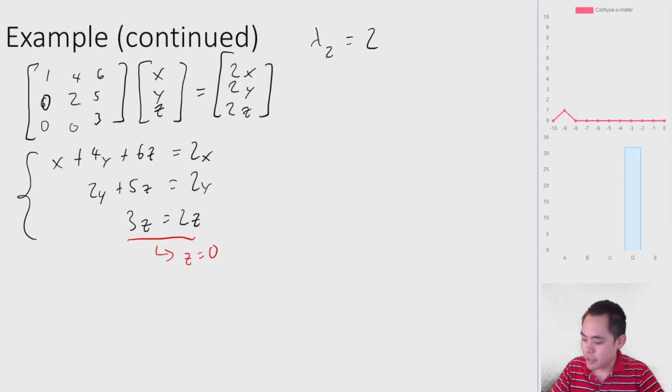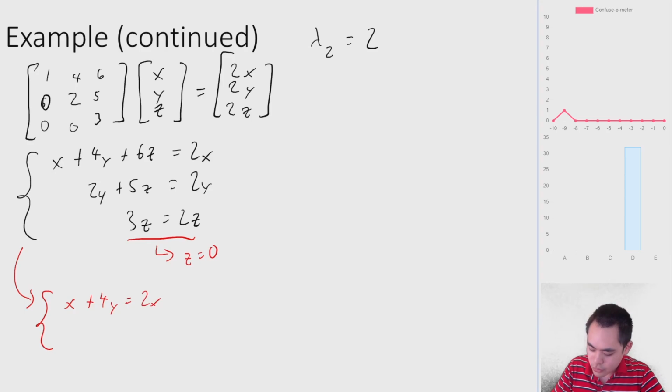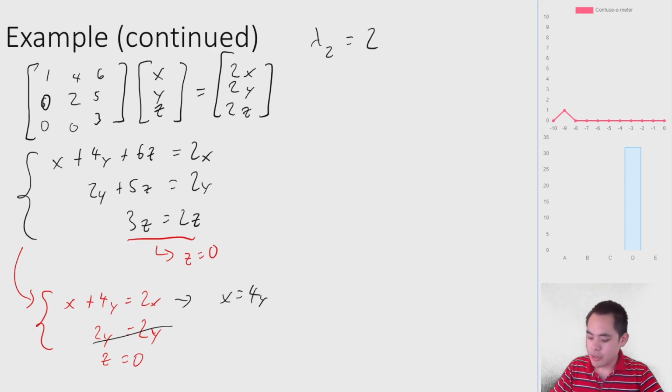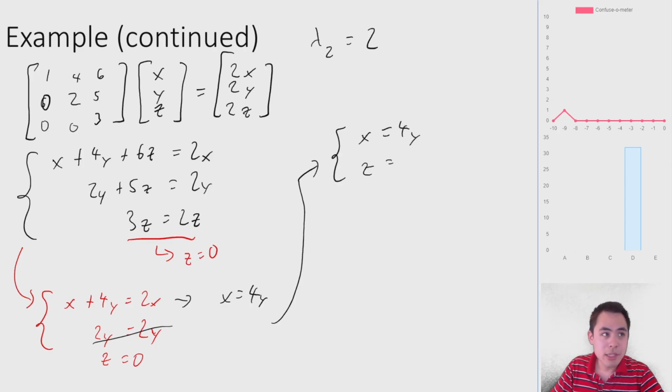So if z is equal to 0, then the entire thing is just x plus 4y is equal to 2x, and 2y is equal to 2y, and z is equal to 0. But 2y is equal to 2y doesn't mean anything, so that's not really a constraint. And then this turns into x is equal to 4y. So you end up with a set of constraints, x is equal to 4y, and z is equal to 0.